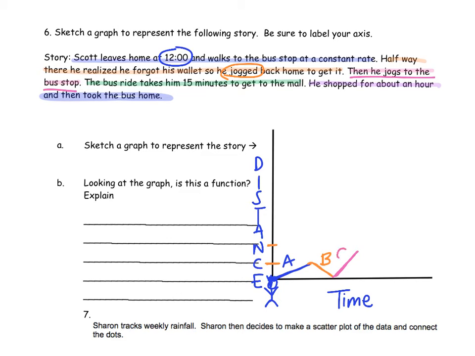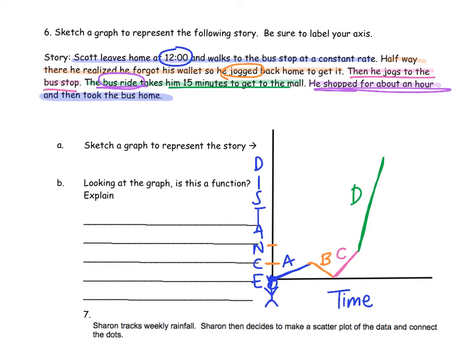So at the same rate he jogged home, he's going to jog back to that bus stop. But remember, he goes all the way to the bus stop this time. Now he rides a bus, so he's going to go pretty fast for 15 minutes to get to the mall. So his time passing is not going to be quite as long as his time to get to that bus stop. And he's going to go fast because he's on a bus.